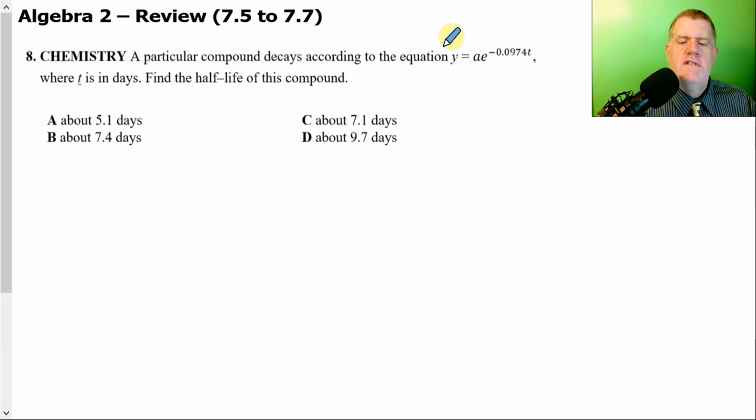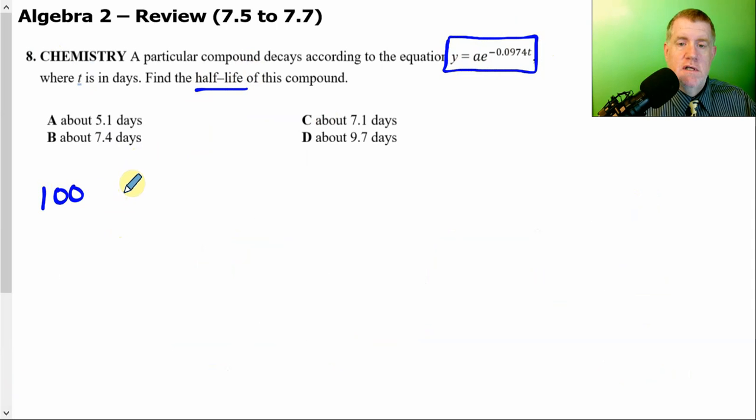Now we have this equation. And we're looking for something called a half-life. Remember what a half-life means. A half-life is, say you start with 100. Then it's going to go down to 50. It's going to be half as big. So we're not given how big it actually started, but we know it's going to be half as big. That is what we're looking for.